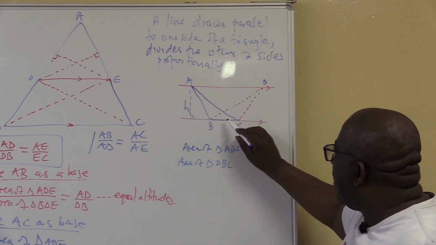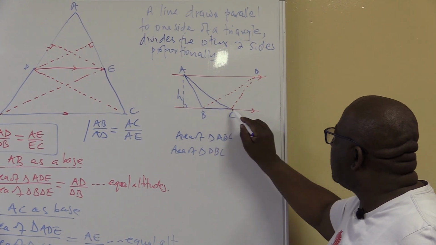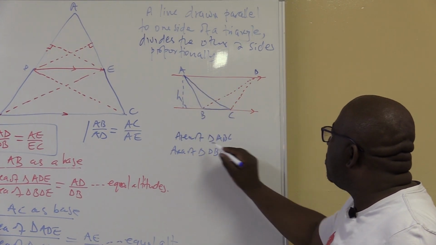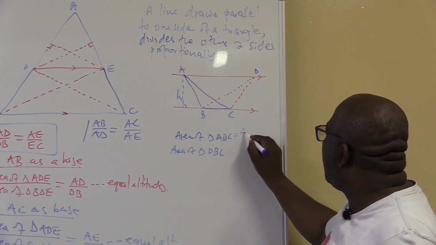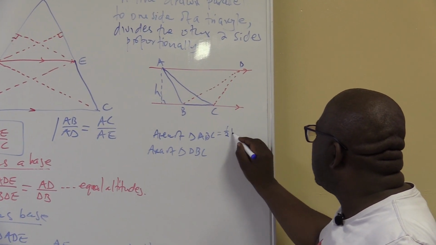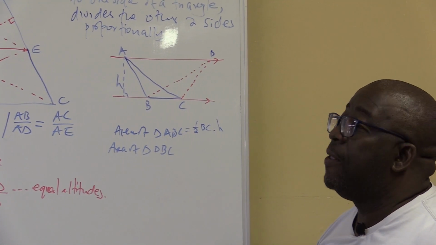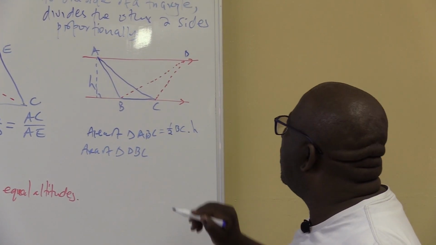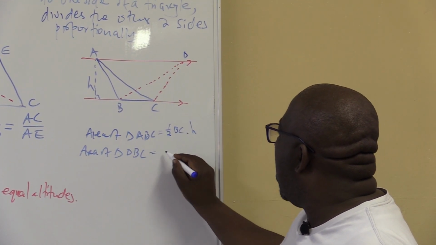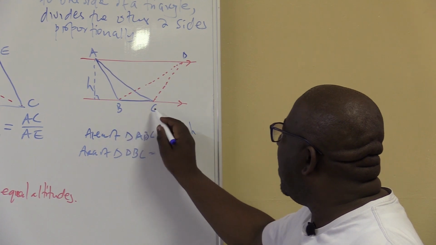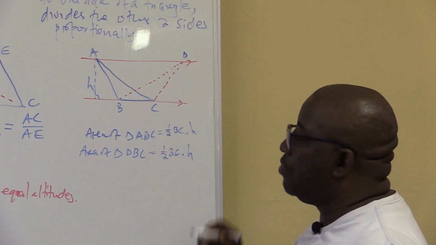Now let's look at this triangle. What is the formula to find the area of a triangle? It's half base times perpendicular height. So the area of triangle ABC will be equal to half base, and our base is BC, times H, the perpendicular height. Let's look at the area of triangle DBC. It will be equal to half base, and our base is BC, times H.